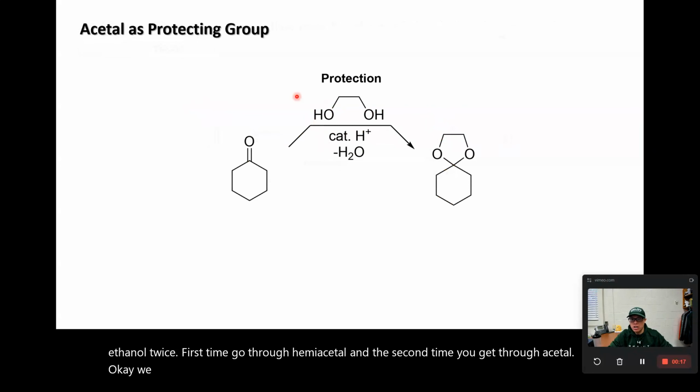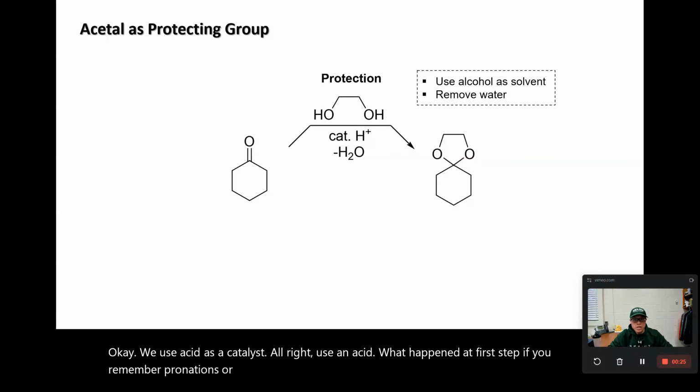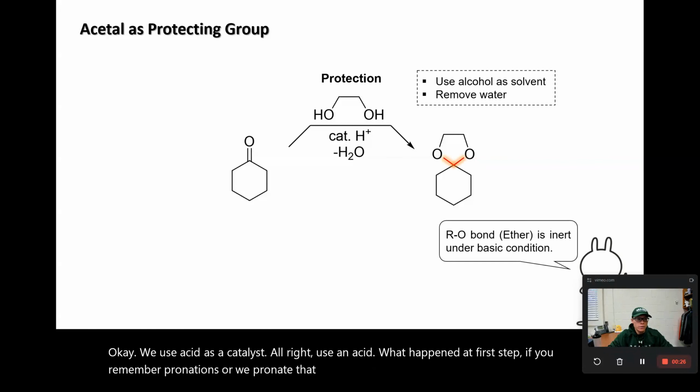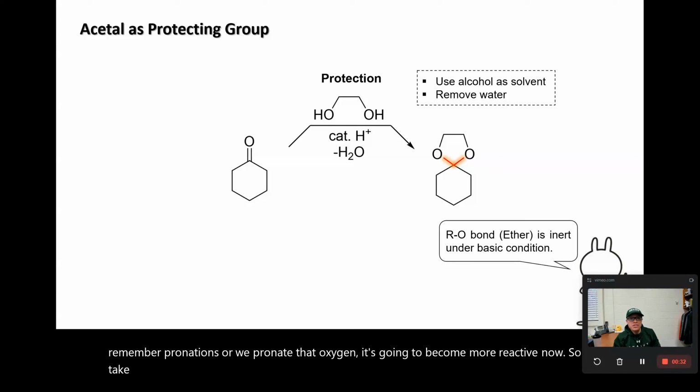But this molecule contains two alcohols. Use a small amount of acid as a catalyst, and you get a cyclic acetal. Use it as a protecting group, remove water, and form this ether bond. And this ether bond is stable under basic conditions, like a Grignard reaction, lithium aluminum hydride, sodium borohydride. They are stable in those conditions.